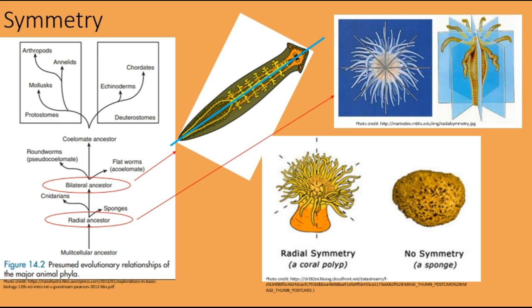Of the organisms we will investigate today, sponges are asymmetrical or radially symmetrical. Cnidarians exhibit radial symmetry, and flatworms and roundworms exhibit bilateral symmetry.